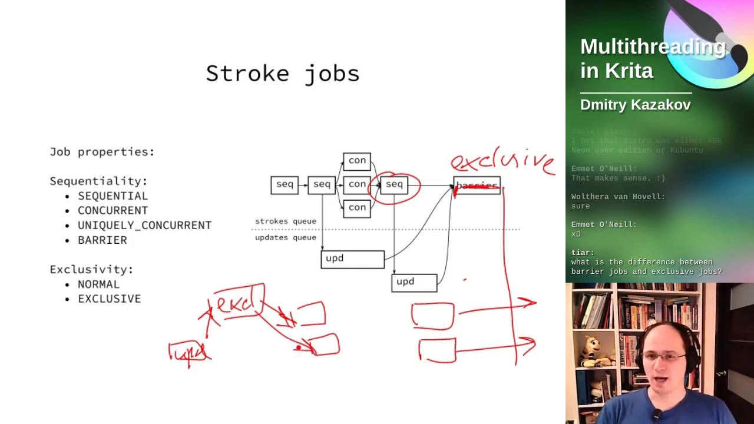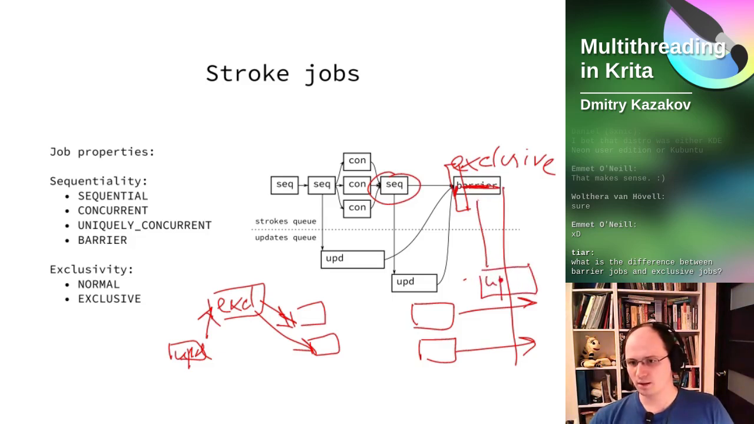There is also one side effect of barrier job. That is, if you are inside a barrier job and you call setDirty, the update will start right away without waiting until barrier job has completed. So the barrier is actually here, and if you start update here, it will start executing in parallel to the barrier job.